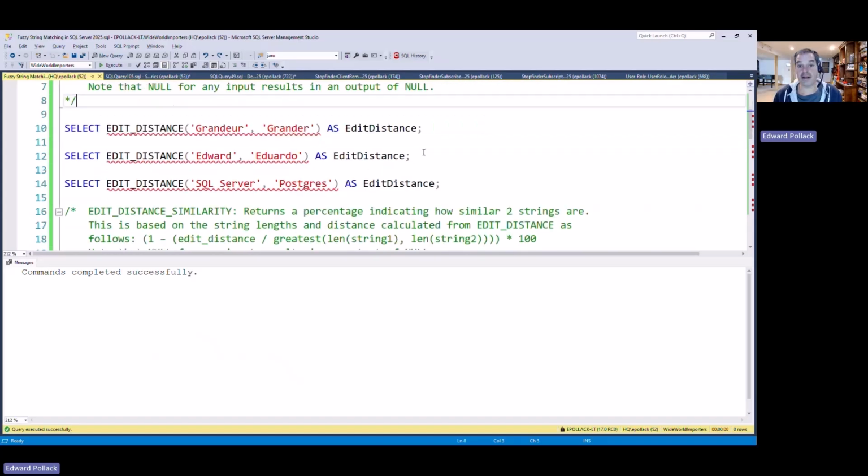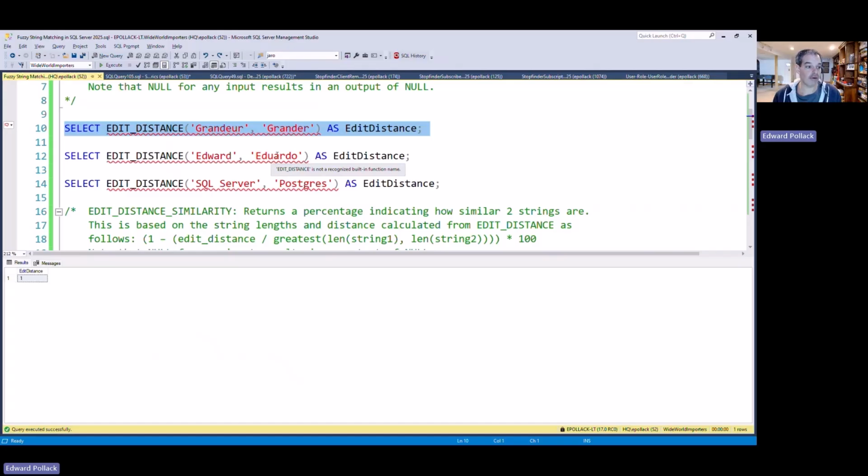Here is some text we're going to compare. If I were to compare the distance between grandeur and grandeur, I get 1. Very close, only 1 character apart. Edward and Eduardo, very close as well, only 2 characters apart. SQL Server and Postgres, there are no characters in common, therefore it's a distance of 8. If your string is 8 characters long, you can get a score as high as 8. That's pretty much how this looks.